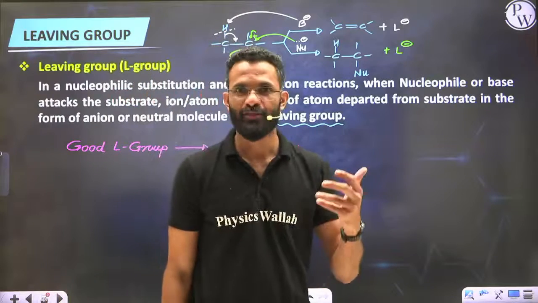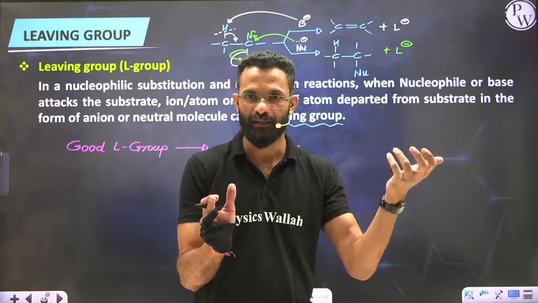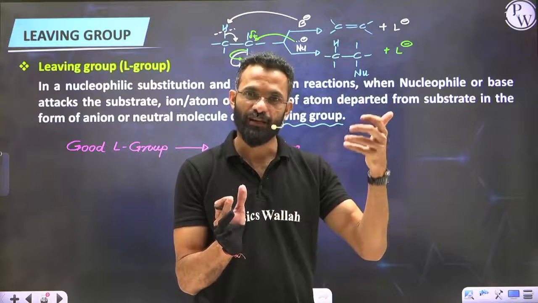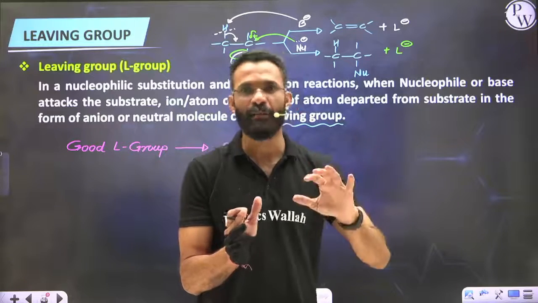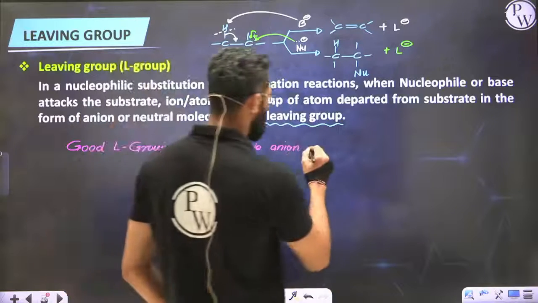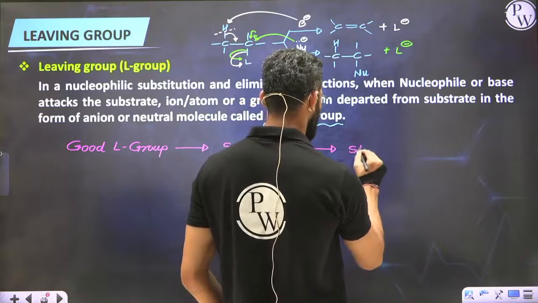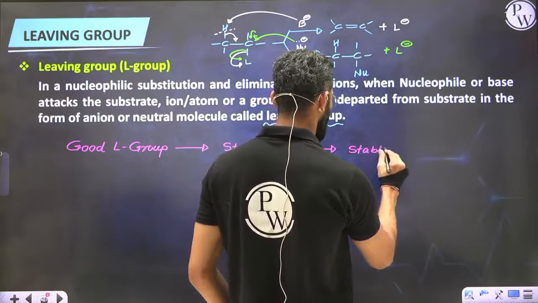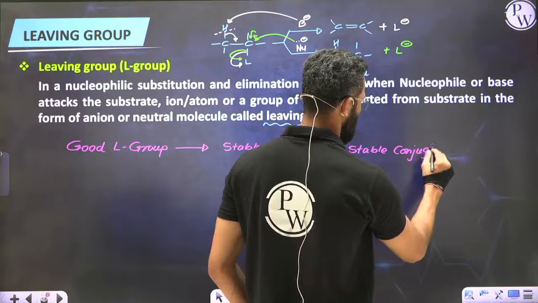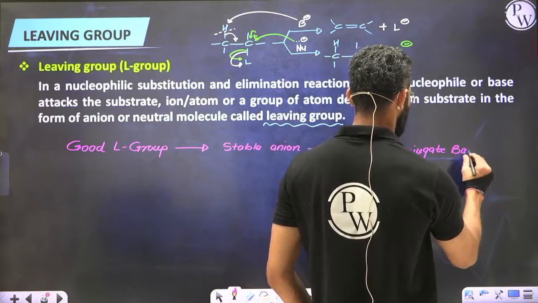Okay, think in this way. An acid, when it donates H plus ion, you get an anion which you call a conjugate base. So anion is nothing but a conjugate base as well. But we want that anion to be stable, meaning we want a stable conjugate base. So stable anion, everyone, is nothing but a stable conjugate base.